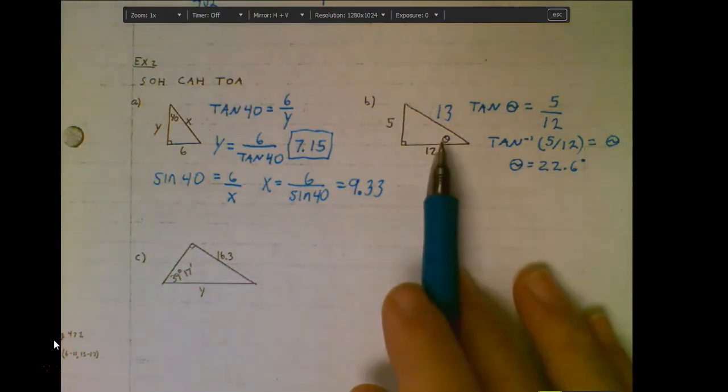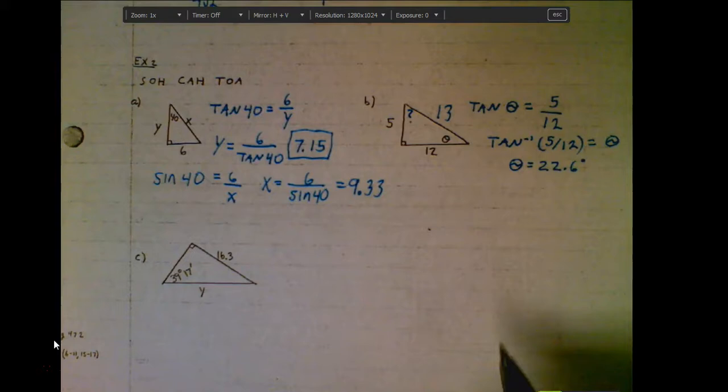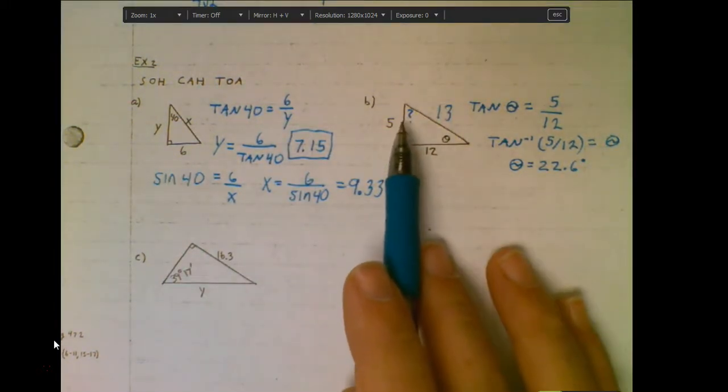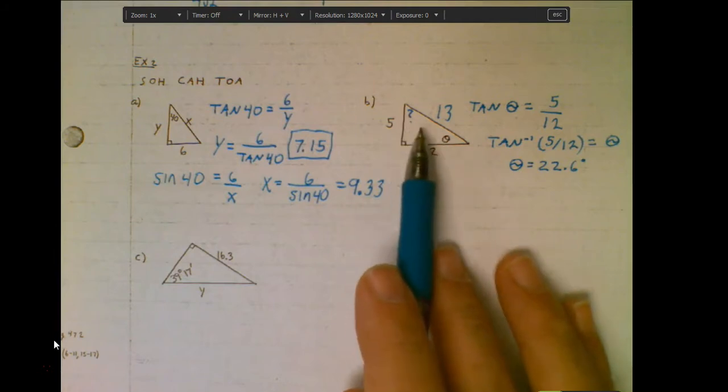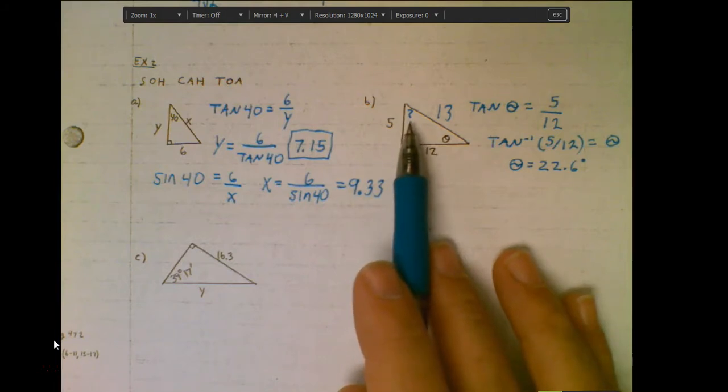From here, just as a side note, if you did want to find your other angle, the other acute angle, just like we talked about over here, because this is 90, then these guys are the other 90 degrees of this triangle. So if I did 90 minus 22.6, then I'm going to get that angle right there.